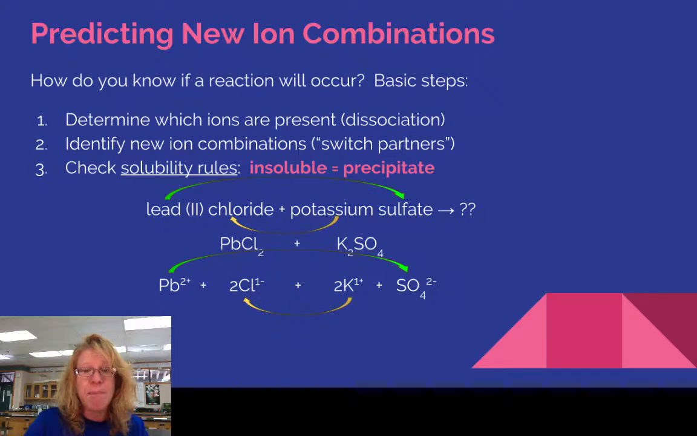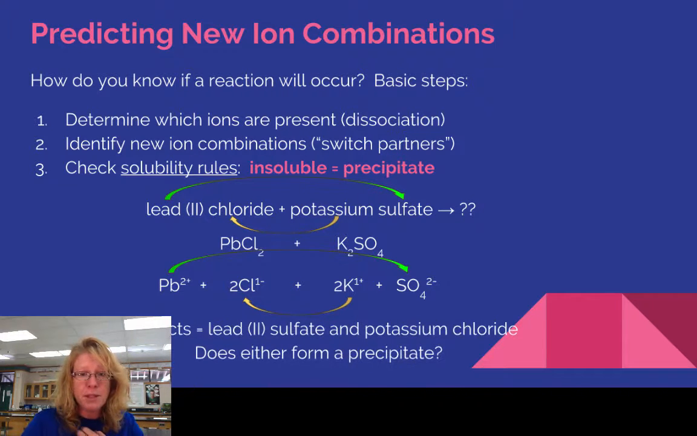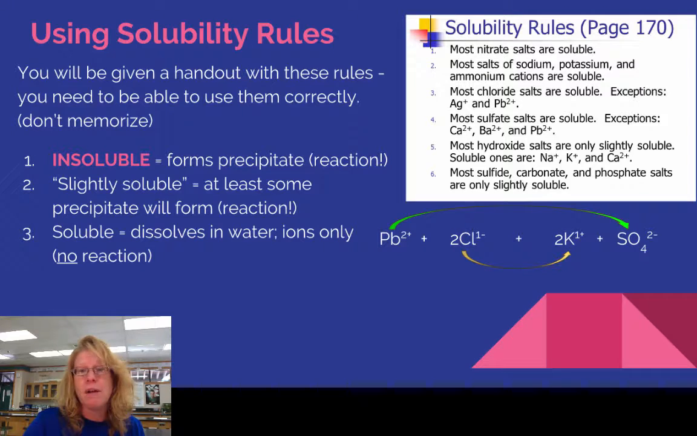Remember, always write the metal first, the cation first, and then the anion second, even for the inside pair. So here are our 2 possible products: lead 2 sulfate and potassium chloride. Are either one of these interesting? This is where I have to pull out my solubility rules and figure out what's going on there.